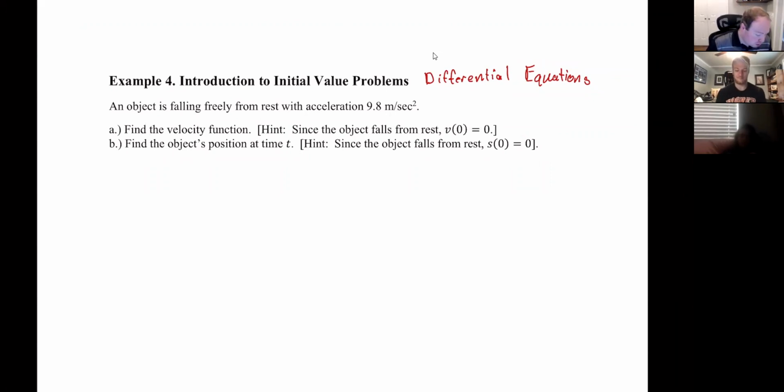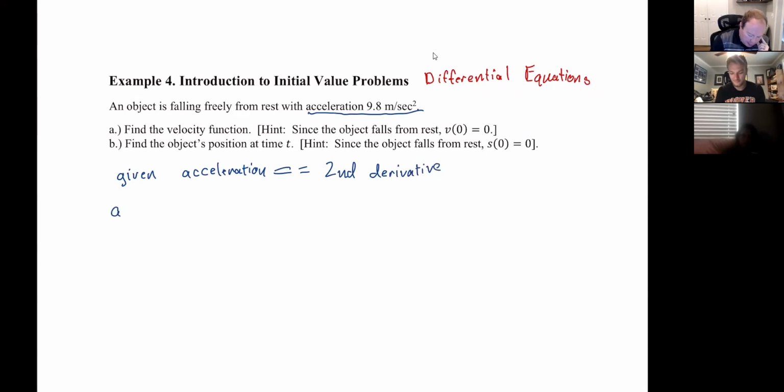So you can see right here, we're going to be looking at this in the context of acceleration. So we're given the second derivative. Let's see what we're asked to find. Part A, find the velocity function. So we are given the acceleration, which, remember that acceleration is the second derivative.